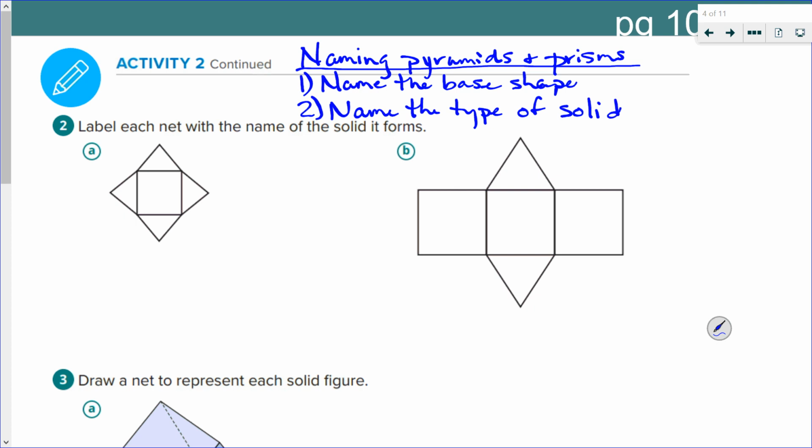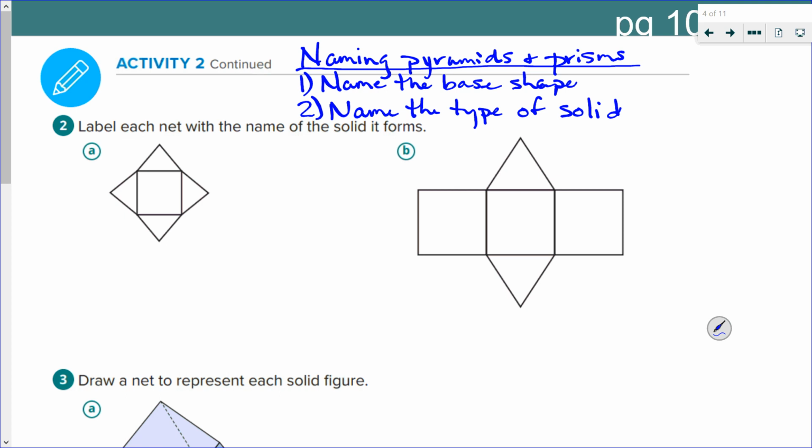A lot of this is going to require some mental manipulation because you're not going to be able to cut out all of these shapes. So you're going to have to mentally fold these up and decide, is the opposite side all coming to one point? If it does, that's a pyramid. Or is the opposite side going to be a copy of the same base shape? In that case, it's going to be a prism. But in both cases, when we name them, we start with what the base shape is.